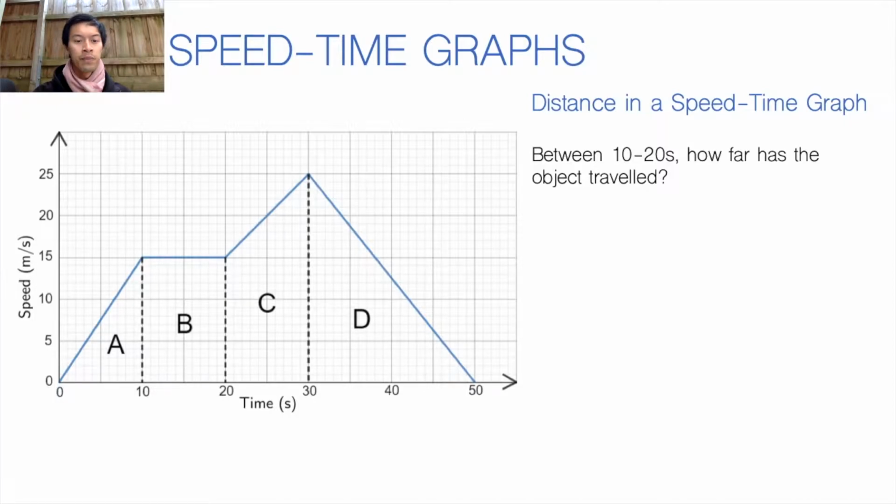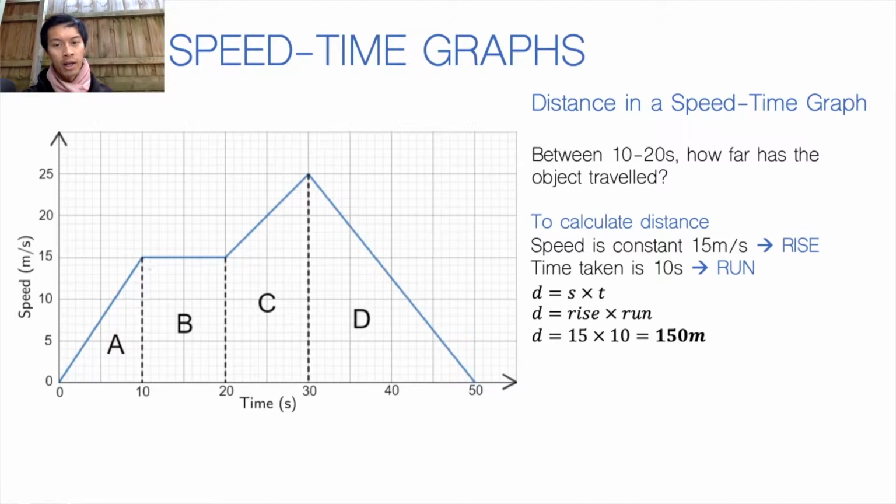You can see that the graph does not tell you the distance that the object has traveled. You need to calculate that, right? And between 10 and 20 seconds here, we know two pieces of information. One, 10 seconds has gone by, and two, the whole time the object is moving at 15 meters per second. So you can actually calculate it by using the rise and the run, but you're not dividing.